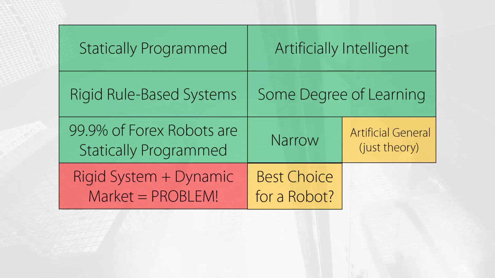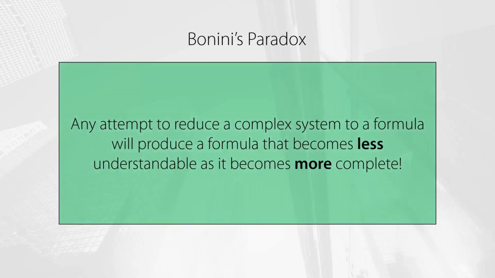We can look at this whole situation under the light of something called Bonini's paradox, which claims that a complex system like the financial market cannot be reduced to a rule-based system or formula because that formula would become less understandable as it became more complete. It's a paradox, of course, because the formula should become more understandable as it became more complete. Bonini's paradox is the reason all statically programmed Forex robots become obsolete before their programmers even finish compiling them.